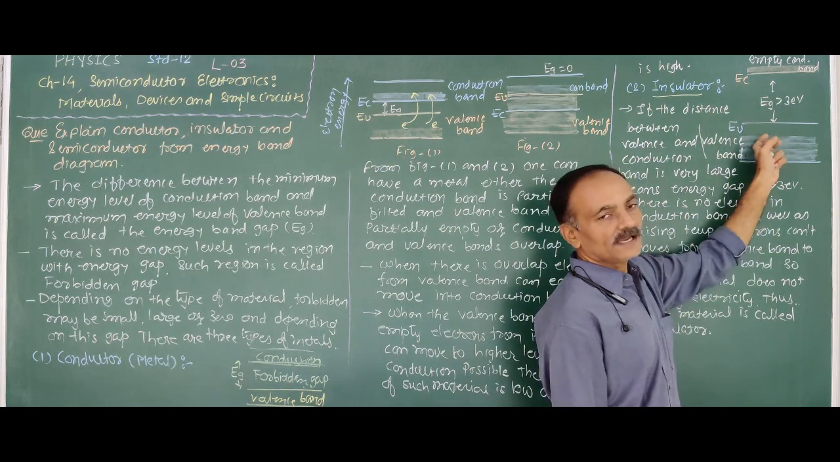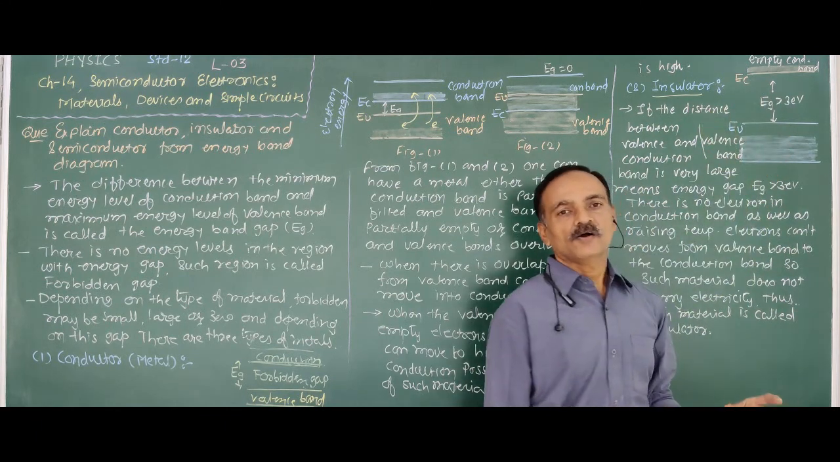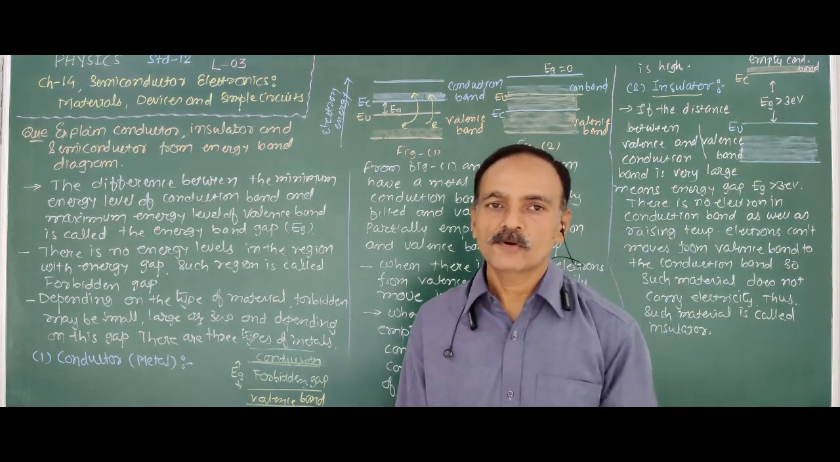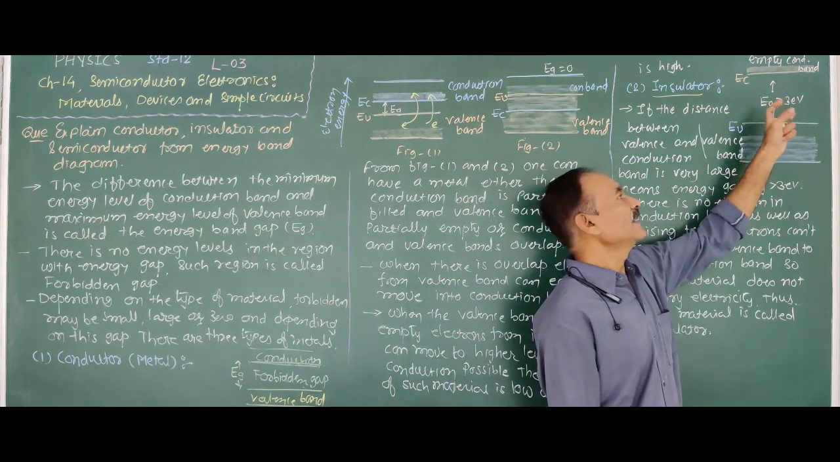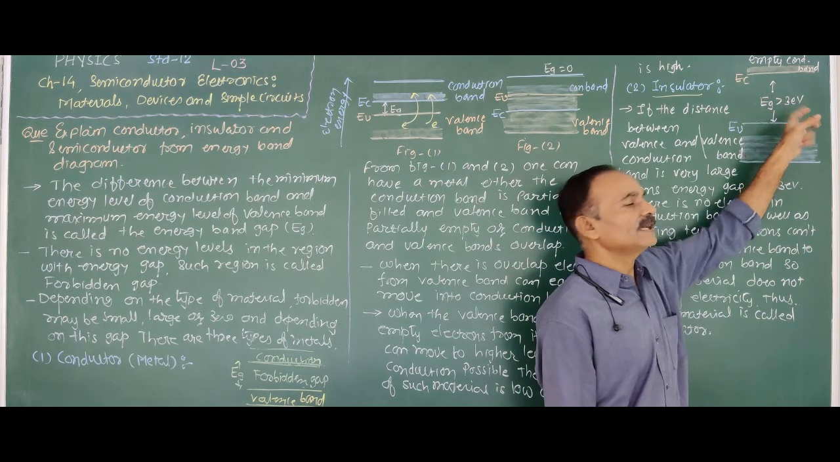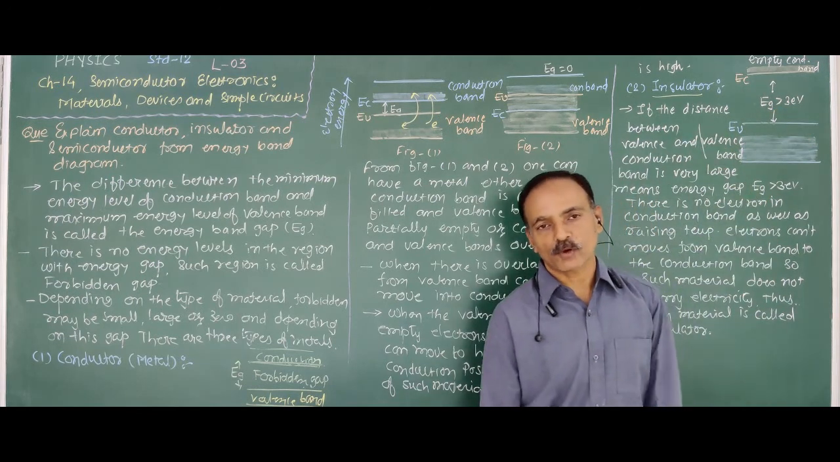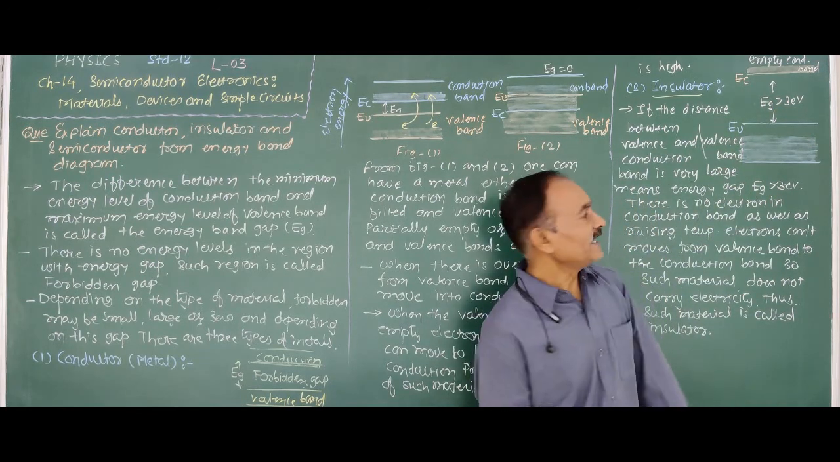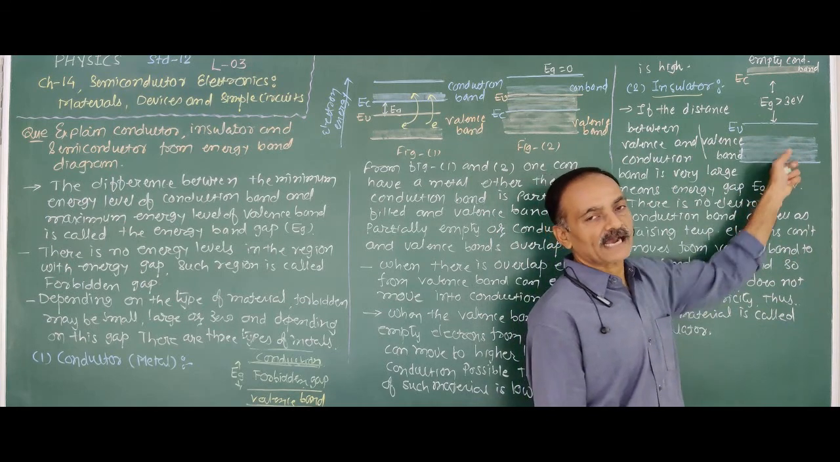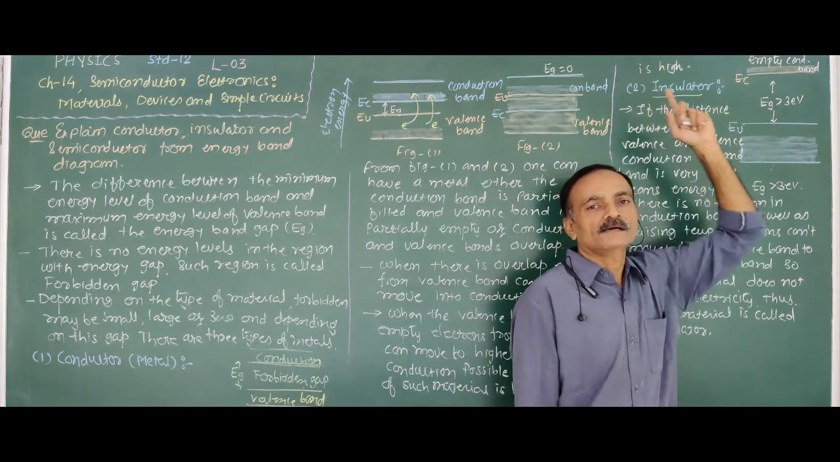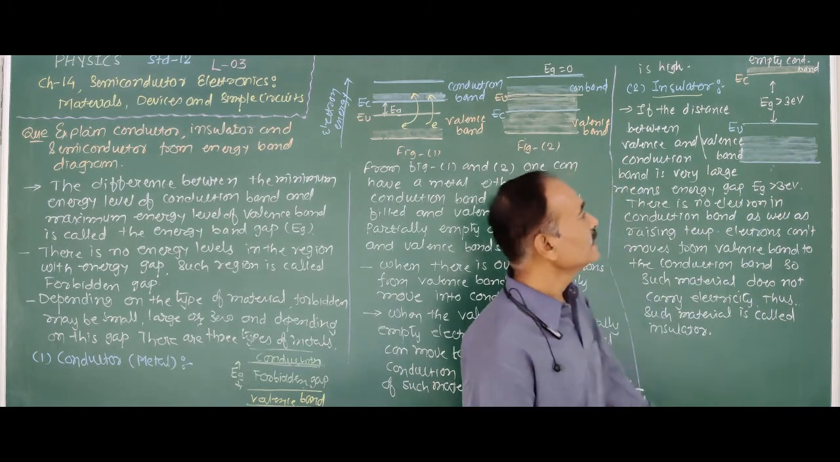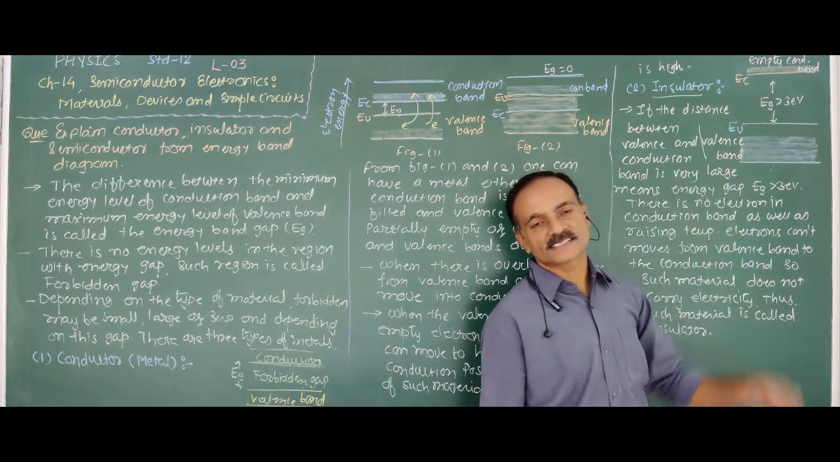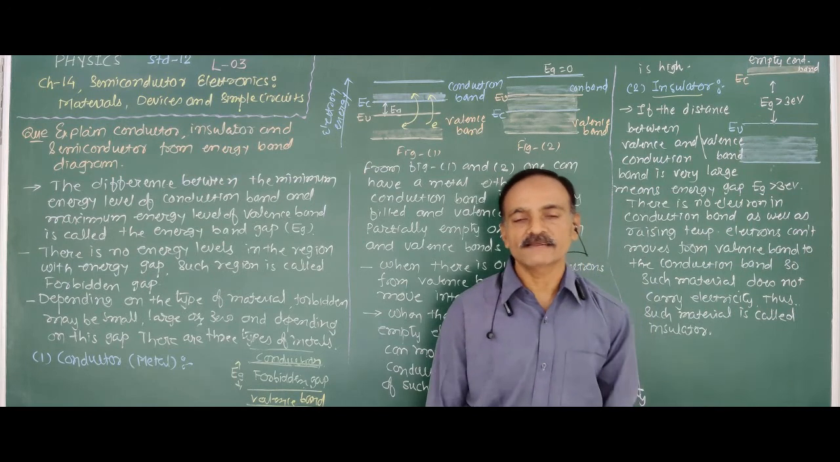Again, for a material which has a very large forbidden gap, where the energy band gap is more than 3 electron volts, the electrons from the valence band can't move to the conduction band. Therefore, the conduction of electric charge is zero. Therefore, no conductivity takes place.